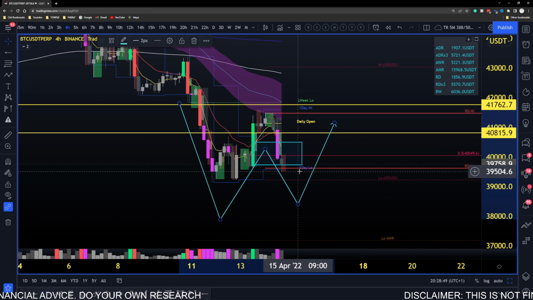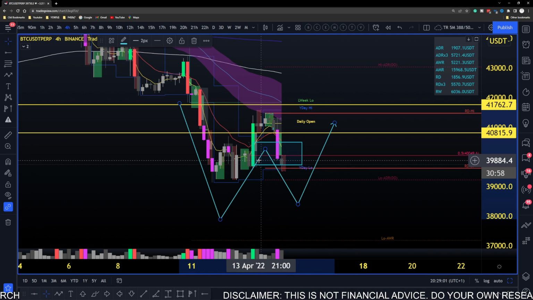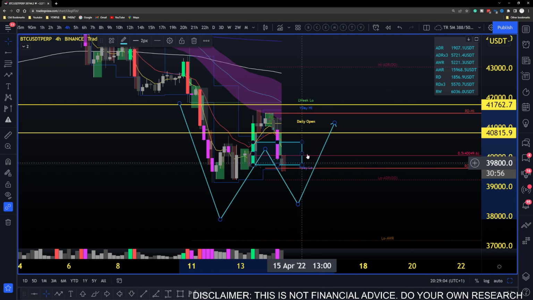So this is where the concept of patience comes in, ladies and gentlemen. This is where the idea of making sure that you improve the probability to happen in your favor. If they stay in this range, then Bitcoin is likely to come back up.